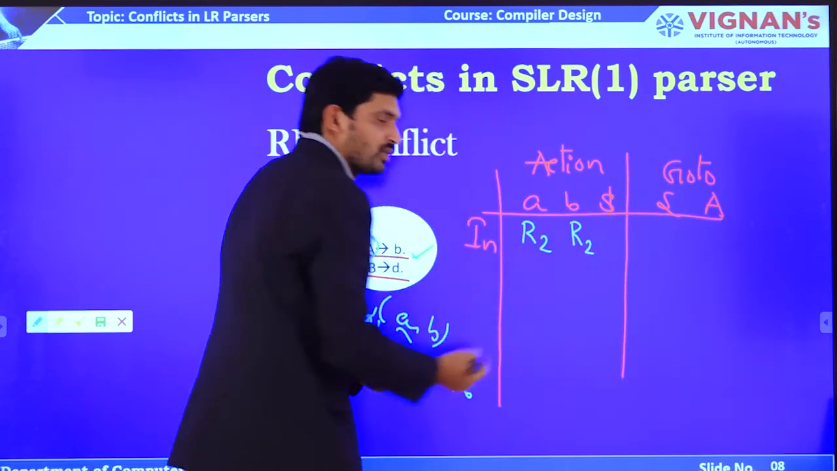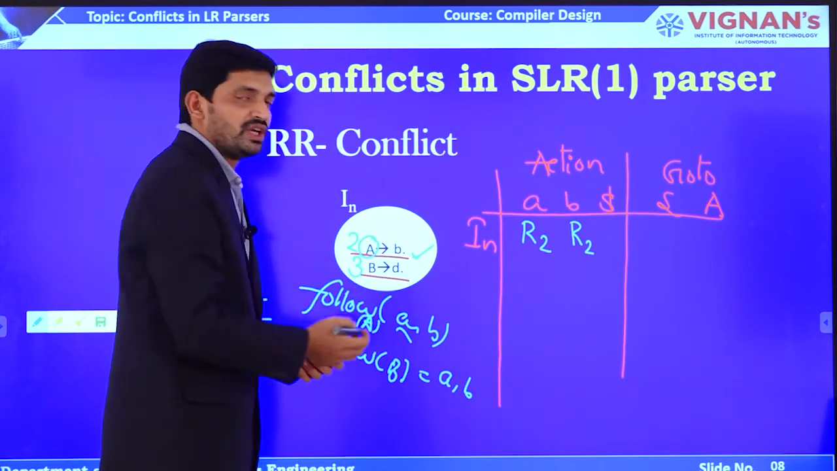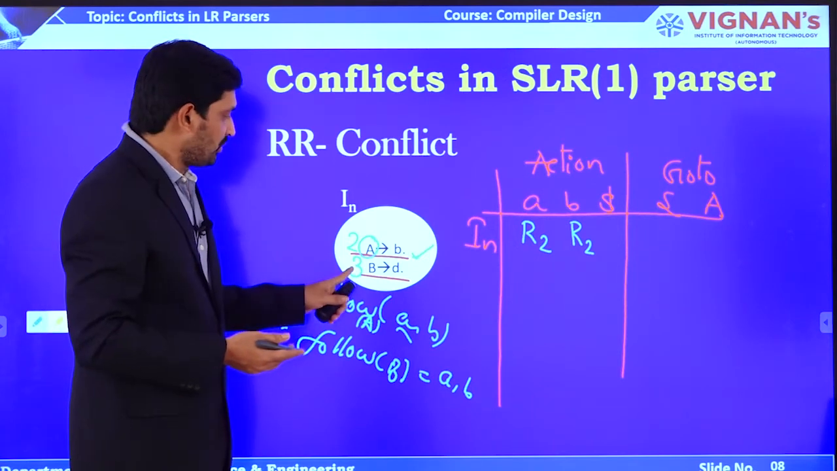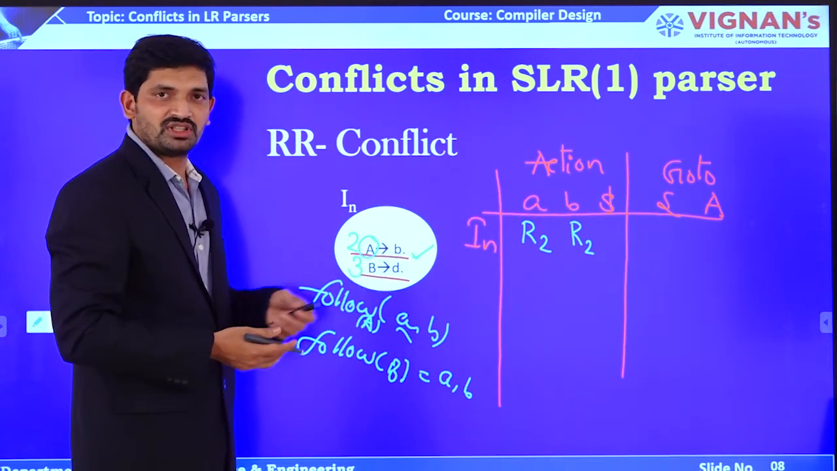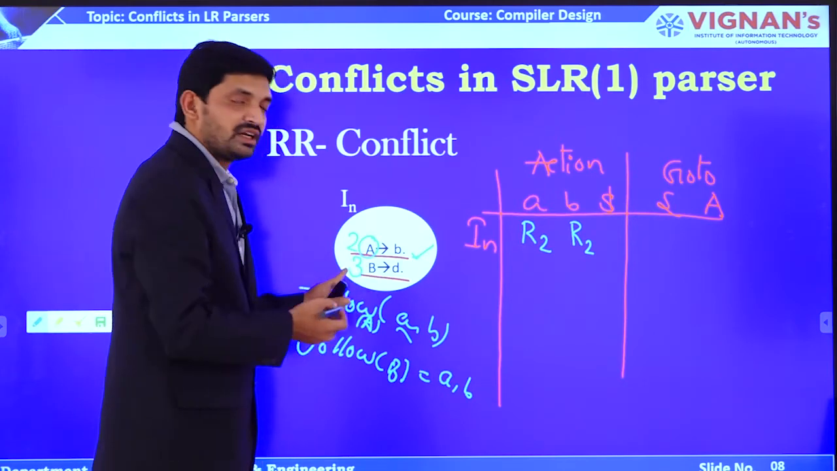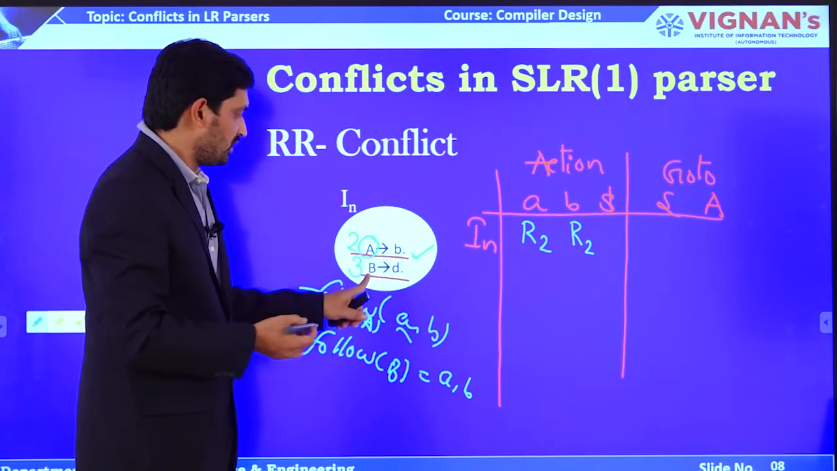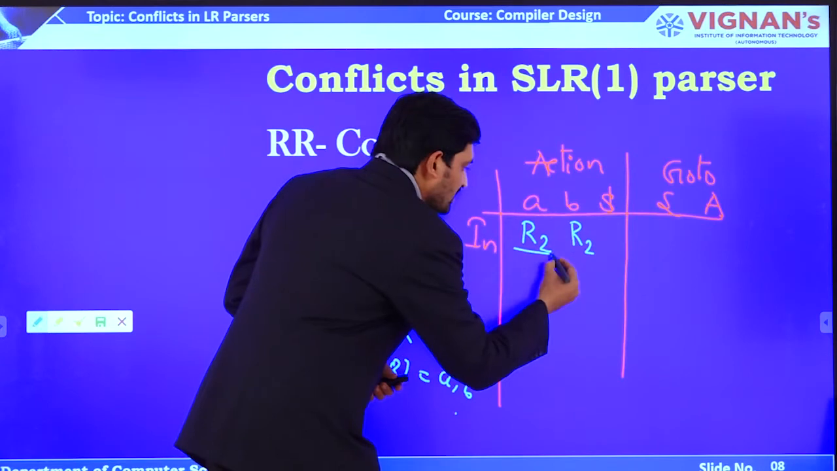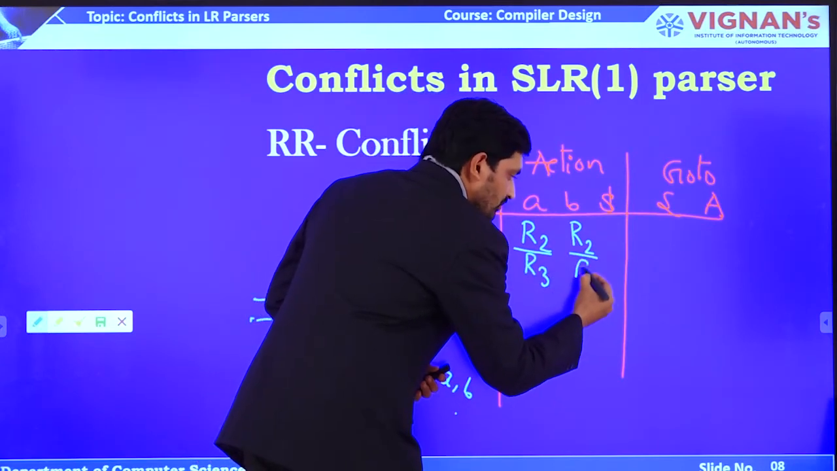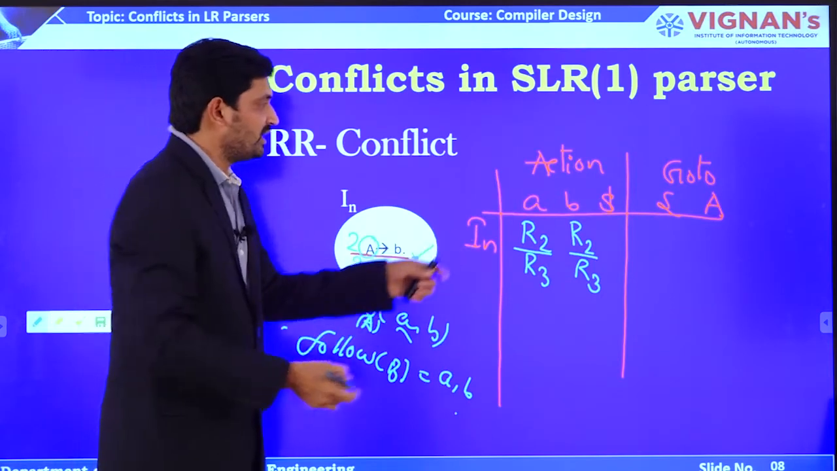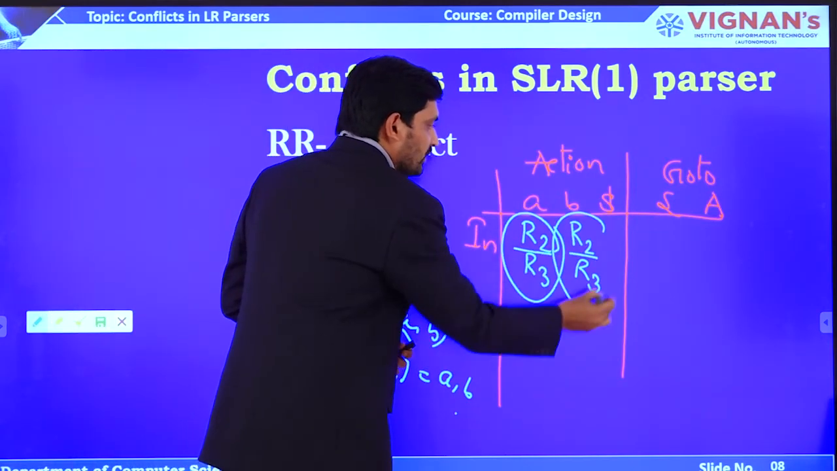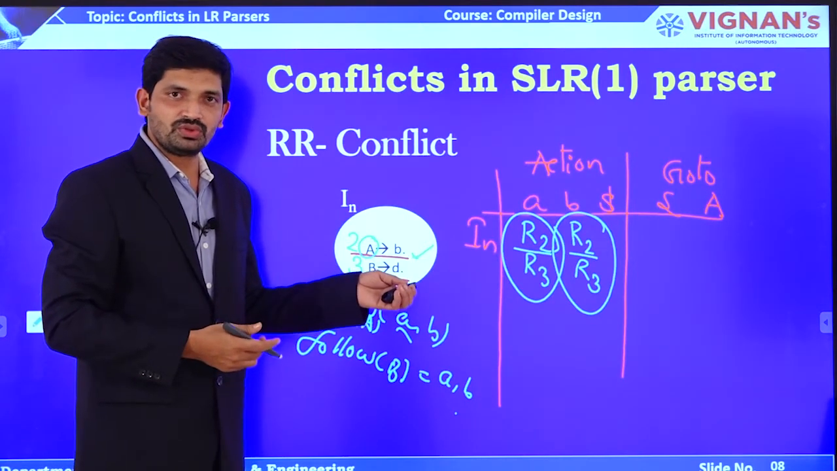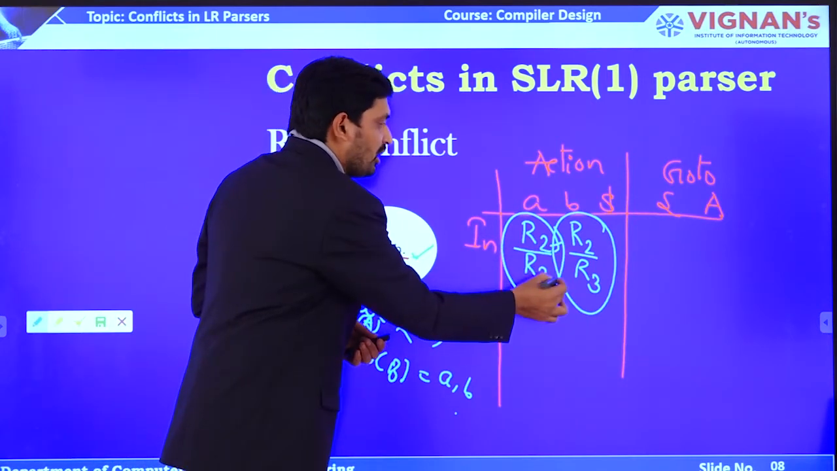Now come to the next production, B tends to D dot. It's also a final item. So here also I have to perform the reduction operation. But B tends to D dot is the third production in the given grammar. So I have to place the reduction operation number 3 in the place of follow of B. The follow of B is a comma b. So I have to write R3 and R3. So here it indicates an RR conflict, that means reduce-reduce conflict. So the parser may get confused whether it has to perform the R2 operation or R3 operation.